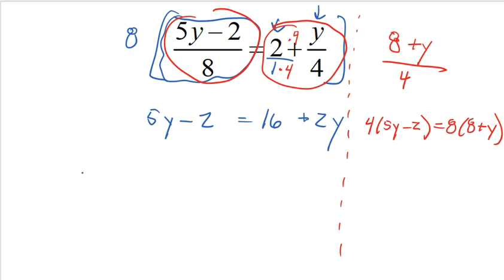If I do it that way, subtract the 2y over, I get 3y. Add the 2, I get 18. y equals a beautiful 6.